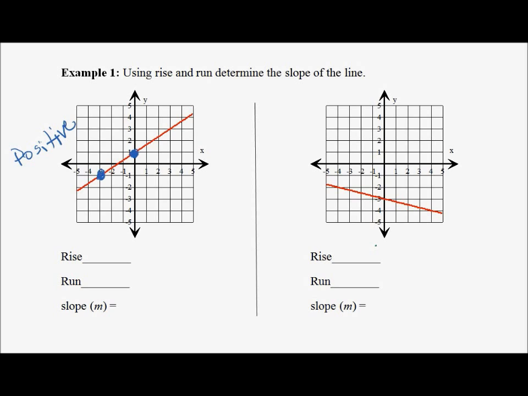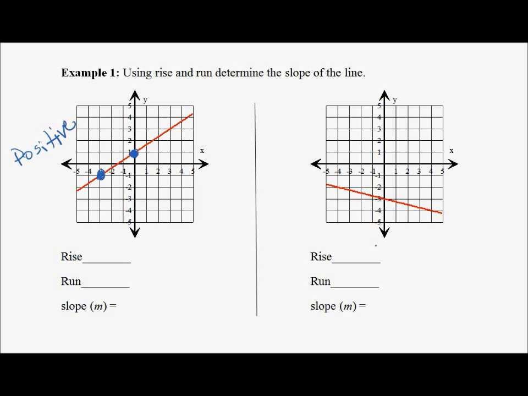So for example, I don't want to pick a point that's here because it's not going through the grid and it's not very easy for me to determine what that point is, okay? So now I have my two good points and I want to know, well, what's the rise and the run to get from one point to the next one.